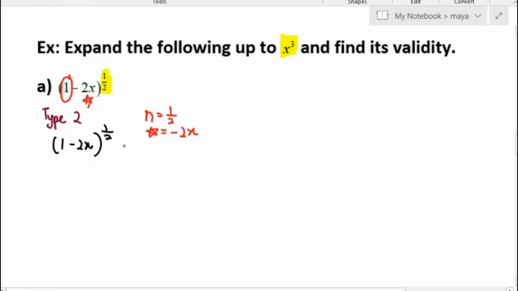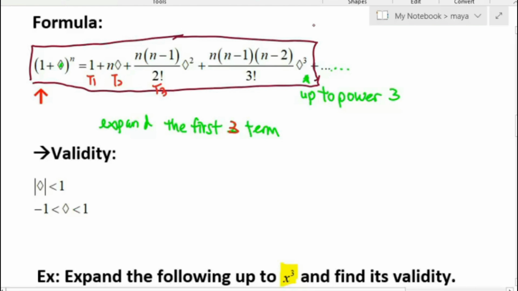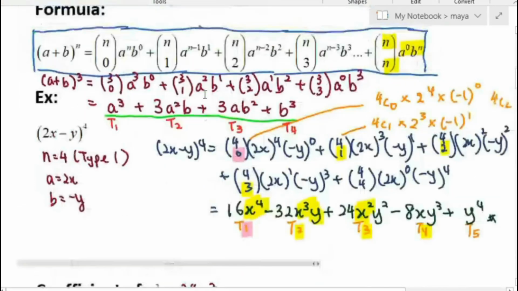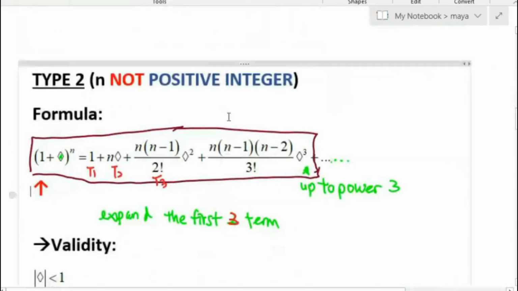So we expand this up to power of 3. So what is the formula? This is your formula, so you have to memorize it. In this binomial expansion, there are only two formulas. One is for power positive integers, another is for power where it is not positive integers.